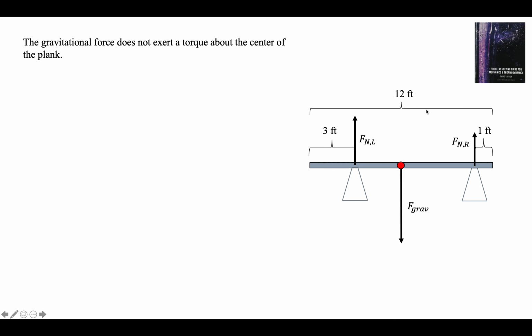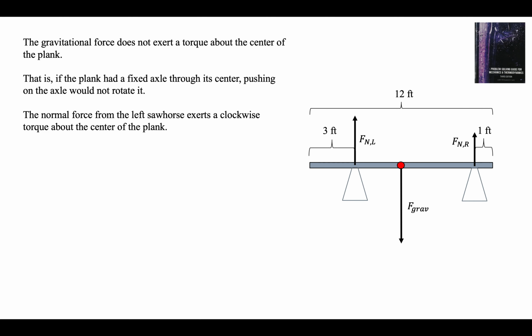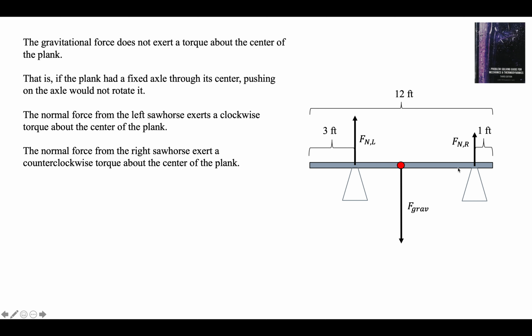The gravitational force does not exert a torque about the center of the plank. If you pull on the plank here, if there's an axis there, it's not going to rotate. There's no distance away. The normal force from the left sawhorse exerts a clockwise torque. This force is going to rotate the plank clockwise about this point. The normal force from the right sawhorse is exerting a counterclockwise torque about the center of the plank. And since the plank is static, these torques must balance. The torque from the left sawhorse, we need the distance. How far is this away?